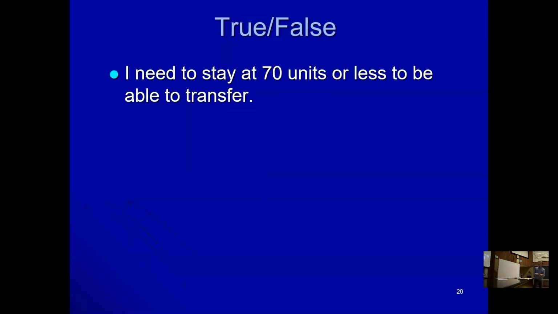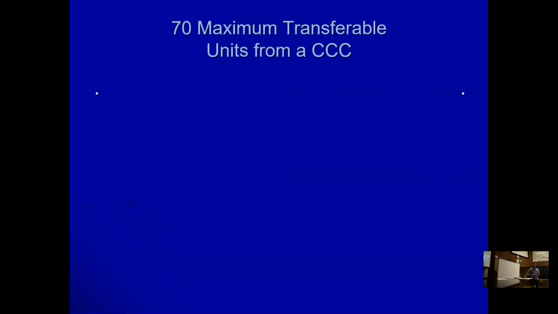I need to stay at 70 units or less to be able to transfer. So this is a common question that comes up for us. If a student has collectively a lot of units and they're hearing that the maximum allowed for transfer is 70, then what happens? Do you pick which 70 transfer? Does the university pick which 70 transfers? So let me try to explain in that scenario what happens.